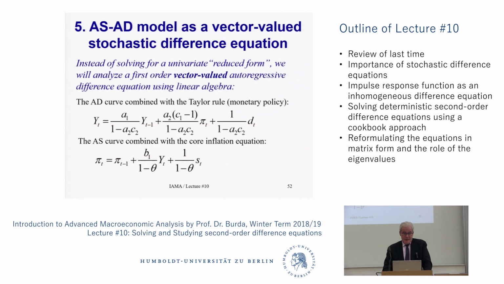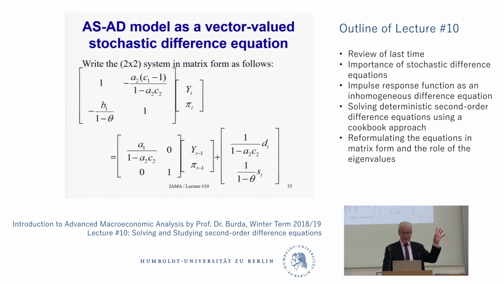We're going to write the ASID model as a vector-valued difference equation. So instead of just y_t as a function of lags, we're going to make y and pi together a function of lagged values of that vector. And that's what macroeconomists do. If you understood what we did before and you thought it was easy, now you're going to be challenged a little bit. So I take what we had before, and I'm going to write it in matrix form.